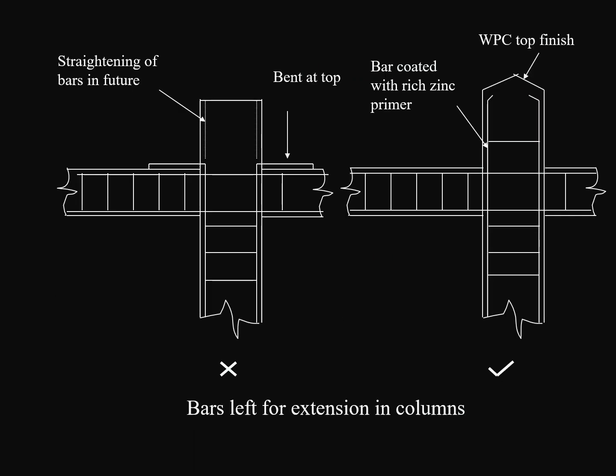Straightening of bars in future. Sometimes, if future development is planned, the bars will be bent, and while extending they will be straightened, which is not correct. What you have to do, as shown in the right section, is leave the bar for its development length and cover it with brick bats or a dummy column with waterproofing to finish, and whenever you want to extend that column you dismantle the dummy column, extend the bars for the full development length and continue with the structure.